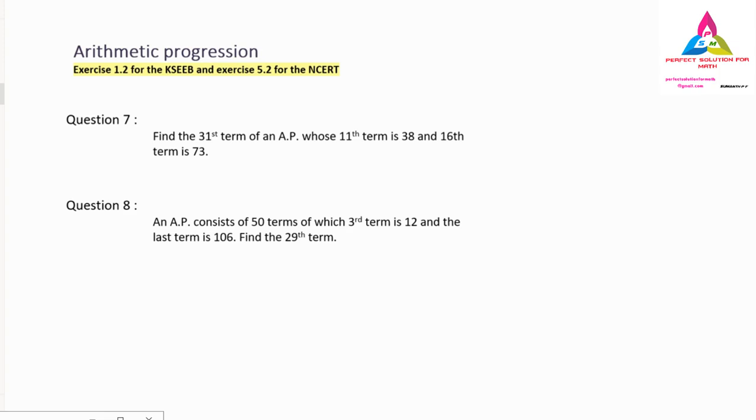Today we are going to learn arithmetic progression for the class 10th, exercise 1.2 for the KSEEB and exercise 5.2 for the NCERT. The question number 7 and 8 today we will discuss, and the 7th question states that find the 31st term of an AP whose 11th term is 38 and 16th term is 73. And the 8th question states that an AP consists of 50 terms, of which third term is 12 and the last term is 106. Find the 29th term.